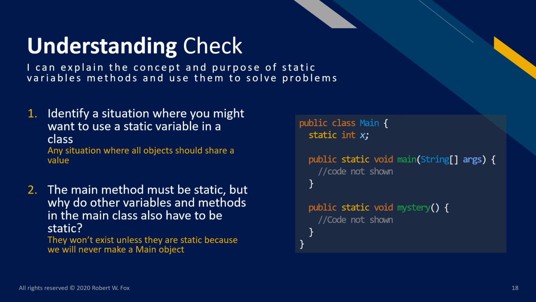So how about turning to the main class? And the main method has to be static, but why does everything else have to be static? Well, first of all, let me clarify that the main class, I called mine main, but it doesn't have to be called main. It's just the class where the main method resides. Now, we will never make an object of the main class. And yet we want the main method to exist. Therefore, we have to make it static. And it's the same for anything else in the main class. If I want X to exist, I must either make a main object or make it static. And same is true for the methods. The mystery method, if I want it to exist, I either must make a main object or I must make it static.